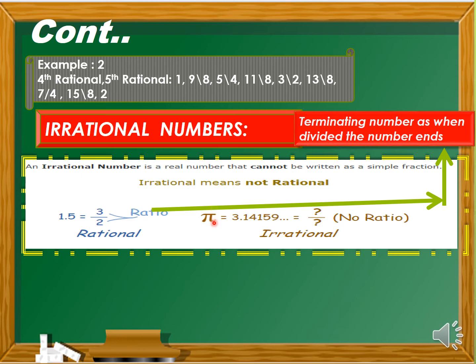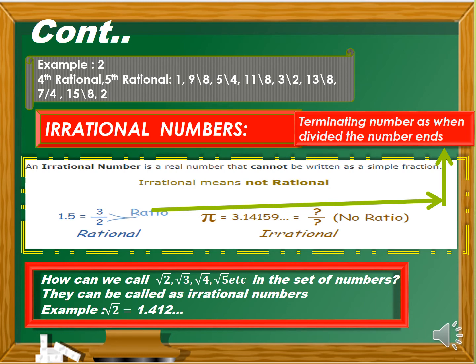So this is a non-terminating as well as non-recurring number. It cannot be expressed in the form of a rational number. So an irrational number that is non-terminating and non-recurring cannot be expressed in the form of rational numbers. So the next is, how can we classify root 2, root 3, root 4, root 5, etc. in the set of numbers?